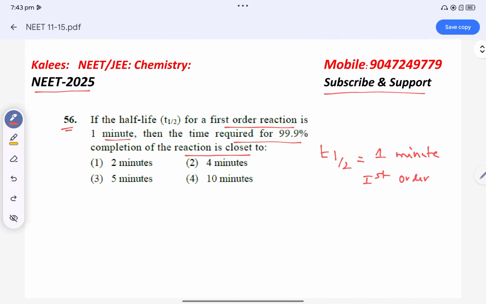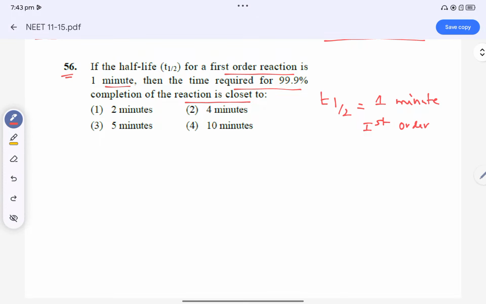So, here listen my students. For the first order reaction, we know the formula is T half is equal to 0.693 divided by K. K is the first order rate constant. So, T half value is given as 1 minute. So, finding the rate constant value for first order reaction: 0.693 divided by 1. So, the value will be the same, 0.693.